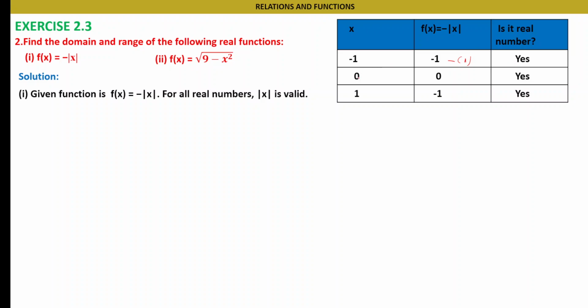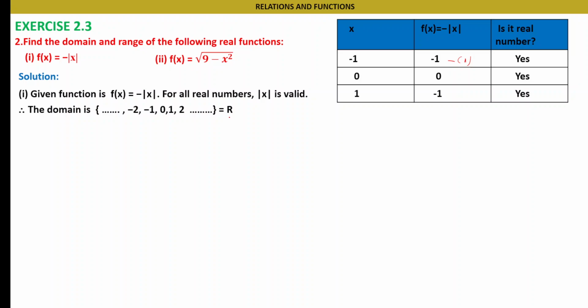Then 0. If you substitute x as 0, modulus of 0 is 0, minus 0 is also 0. Is it real? Yes. If you substitute x as 1, we are going to get modulus of x as 1 and minus of modulus x is minus 1. Is it real? Yes. Therefore, the domain values will be from minus infinity to plus infinity. So it goes from minus infinity, minus 2, minus 1, 0, 1.